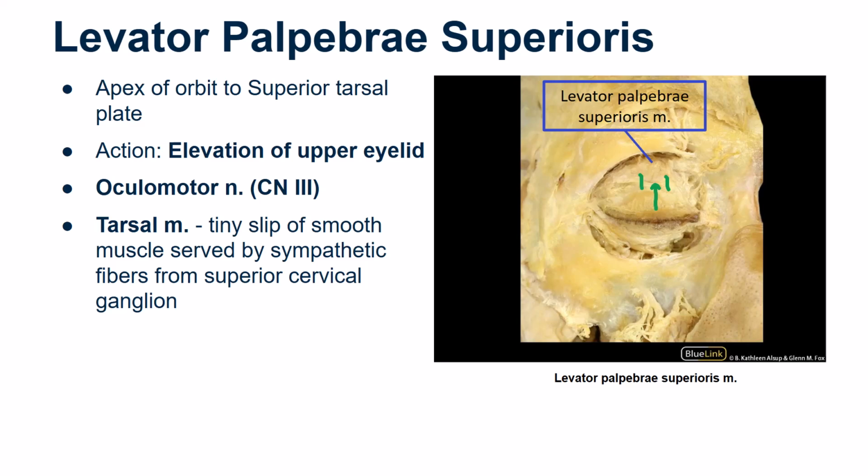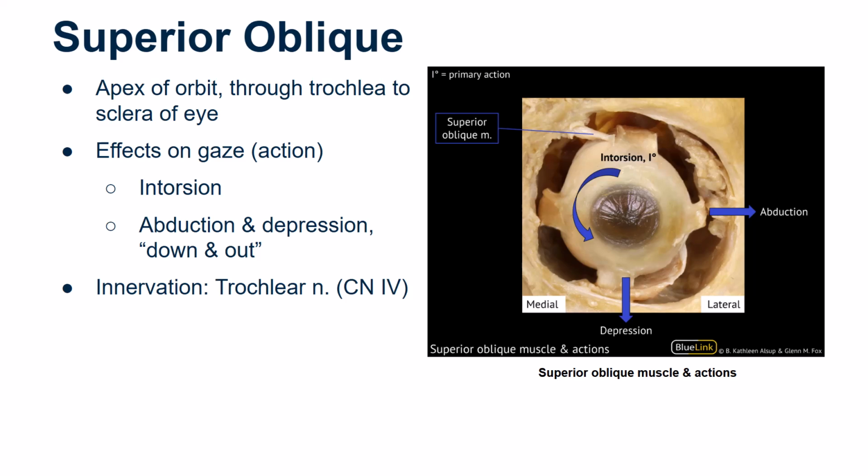There is one little slip of smooth muscle called the tarsal muscle, which is served by sympathetic fibers from the superior cervical ganglion. That's why during a sympathetic response, the eyelids are wide open, ready for danger. It's also why during Horner's syndrome, one might experience ptosis, or a droopy eyelid, when there is an interruption of that sympathetic pathway. Now let's go to the muscles affecting gaze.